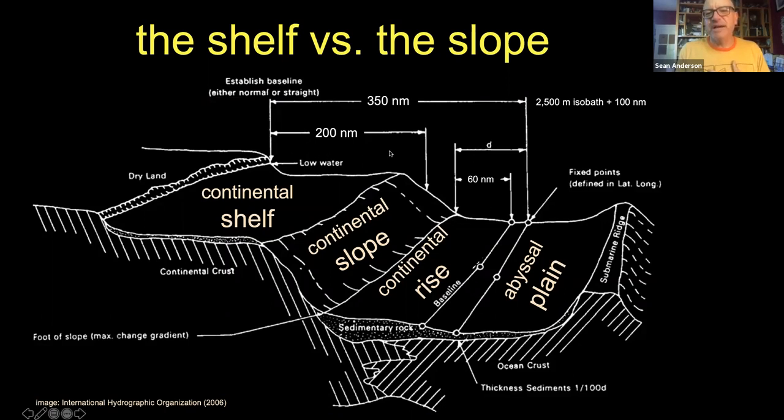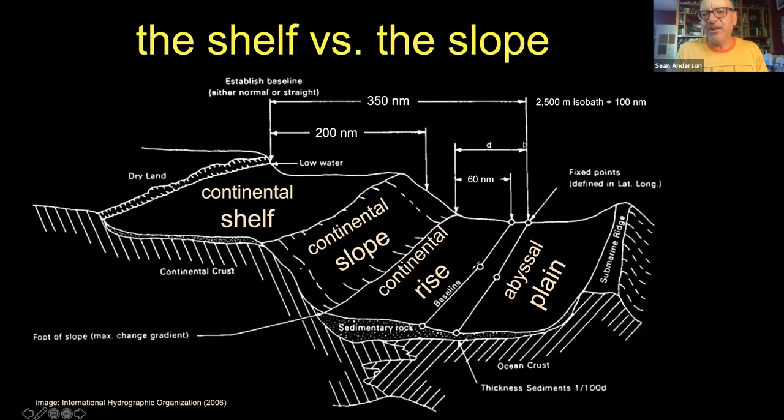So the 200 nautical miles, it's going to vary, right? It's going to depend on which continent we're talking about as to whether that 200 nautical miles hits the continental shelf, whether it hits the slope, whether it hits the rise or what have you. So this is just an example. This particular example is from Brazil, but you guys get the idea. So 200 nautical miles, that's going to be our EEZ, our exclusive economic zone.